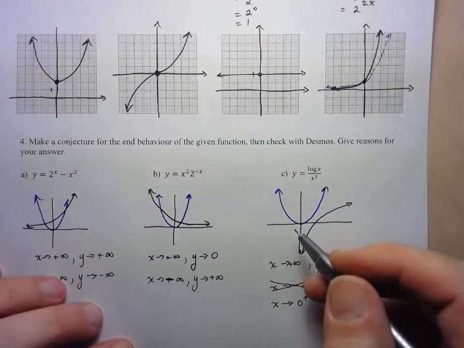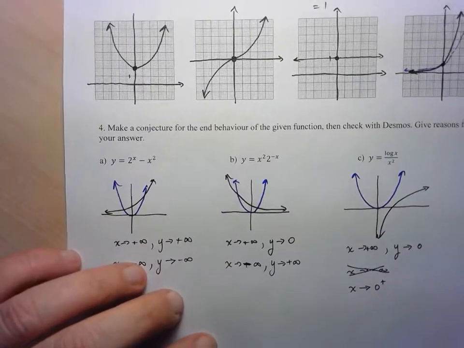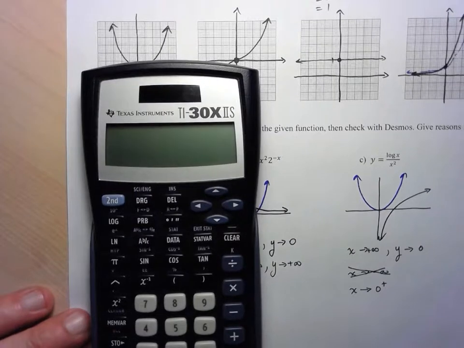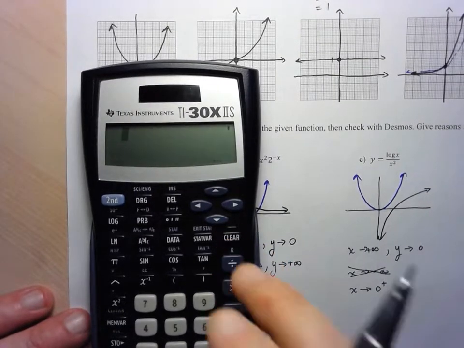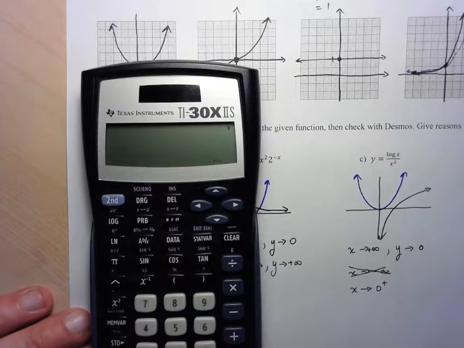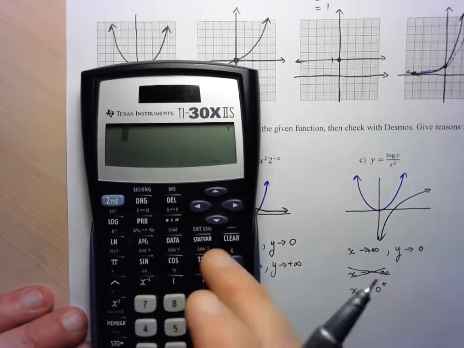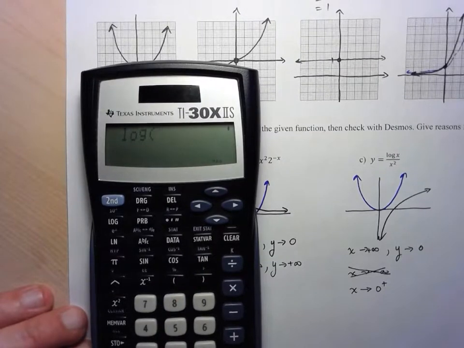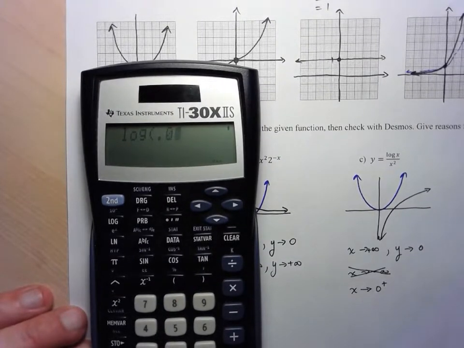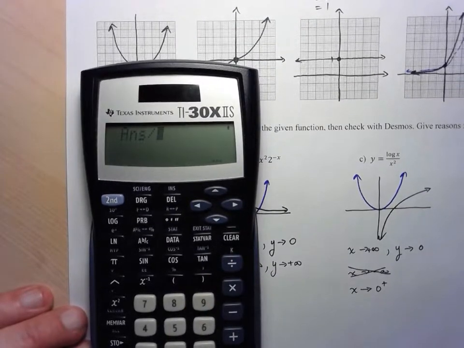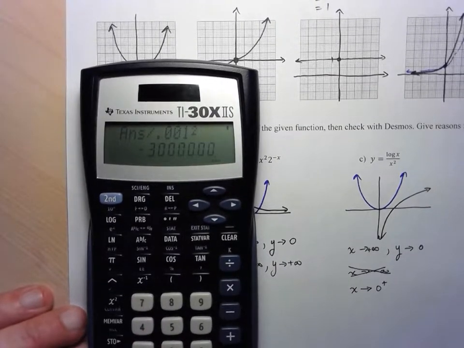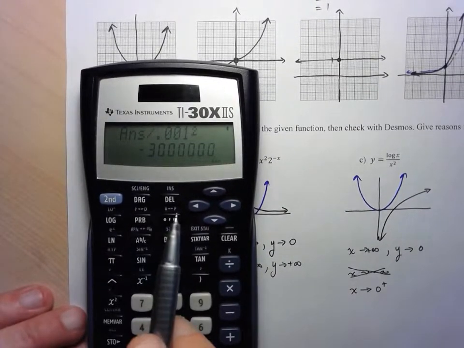Okay, so here, and in fact, by the way, one thing you can always do, didn't even think of mentioning this, is if you're ever stuck, you can pick up your calculator and always check. Well, let me pick log of 0.001. Okay, and let's divide that by 0.001 squared. What do we get? Negative, that looks like it was at 3 million.